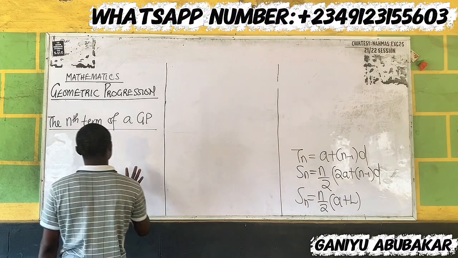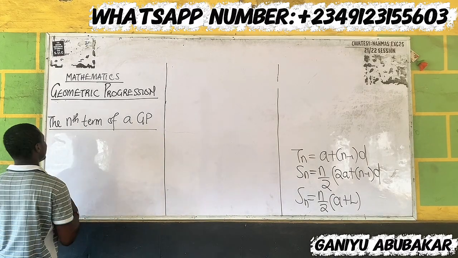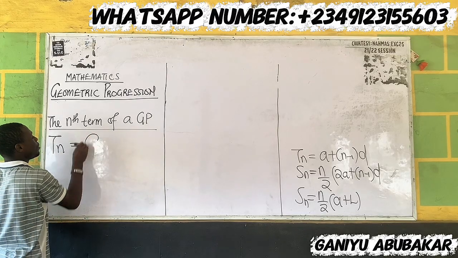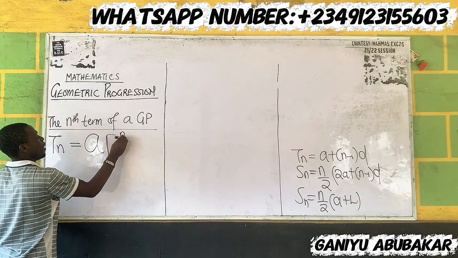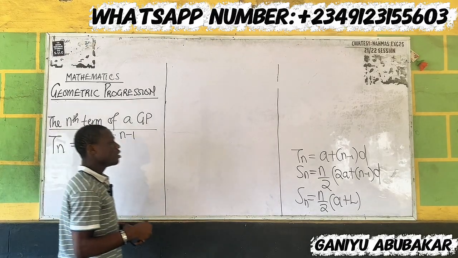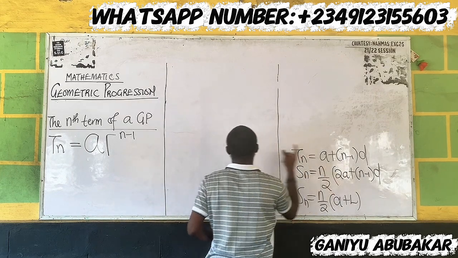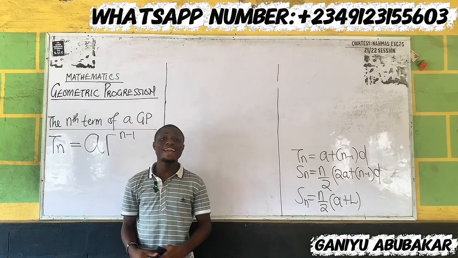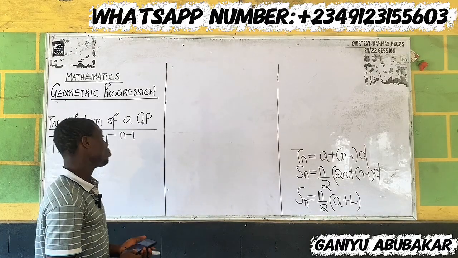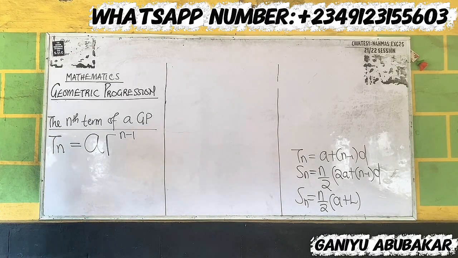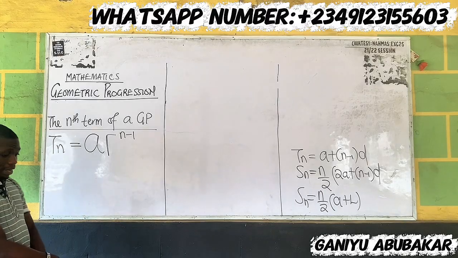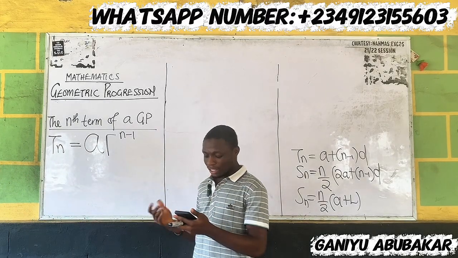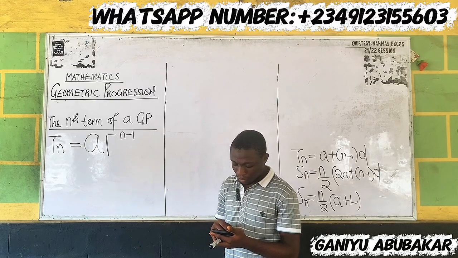Now we're under GP here. What's Tn under GP? Tn under GP is simply a r to the power of n minus 1. Please, this one here is for AP. This one here is for GP. A r to the power of n minus 1 is the expression for the nth term of a GP, right? So from here, let's solve some problems under this.